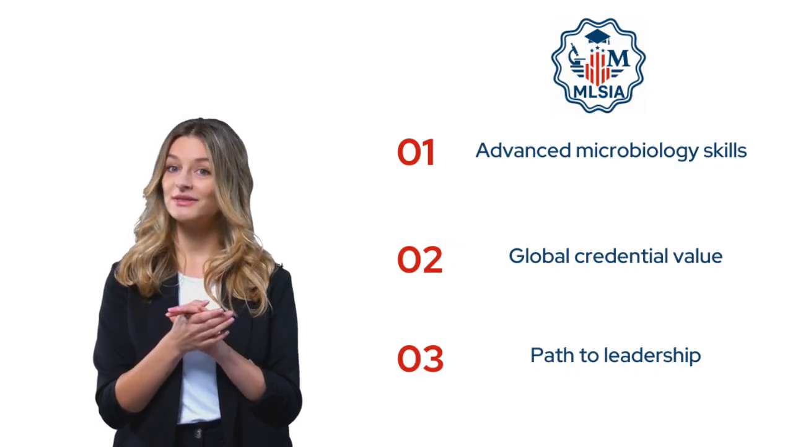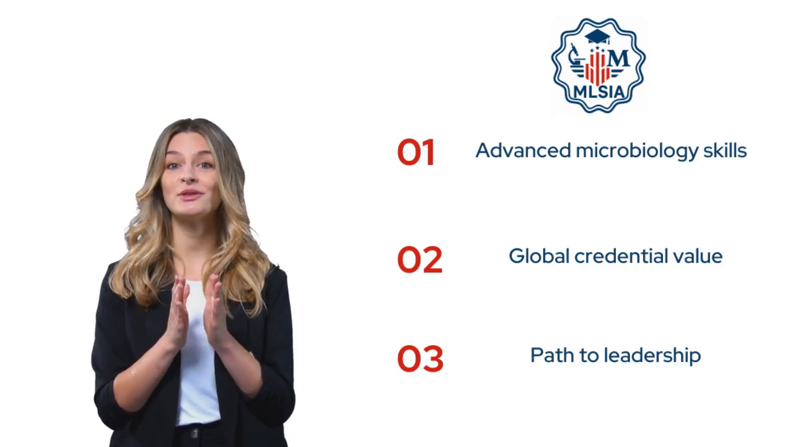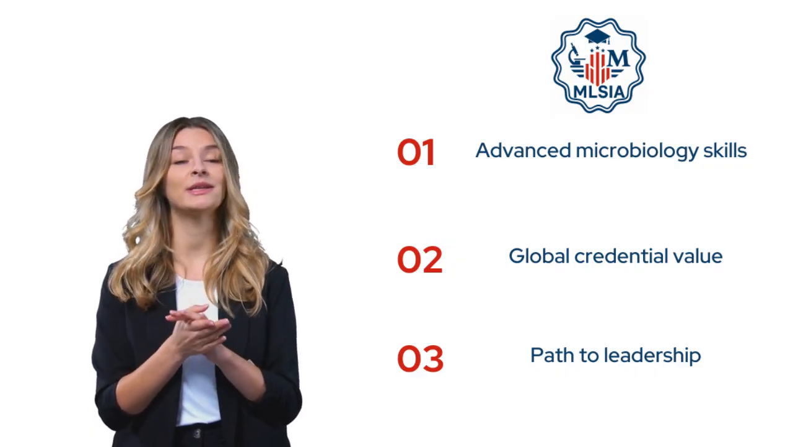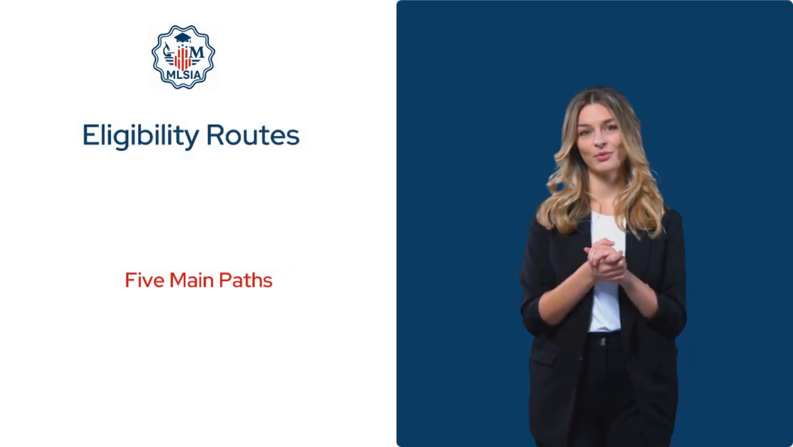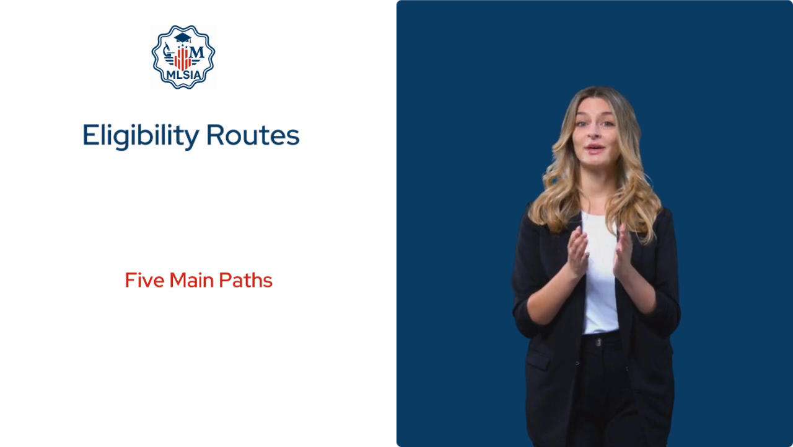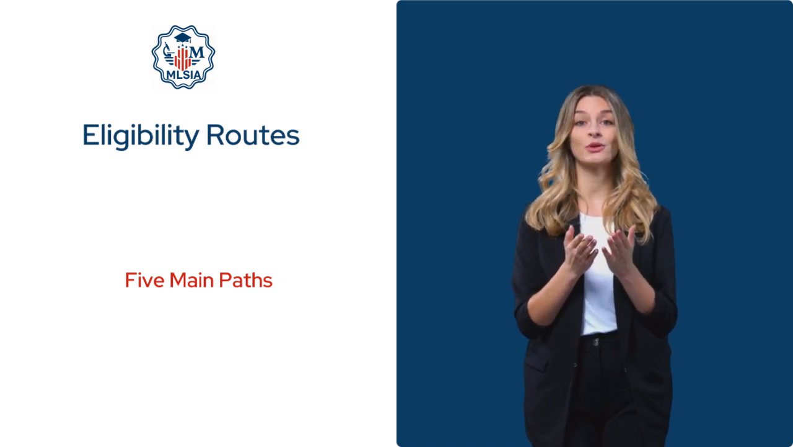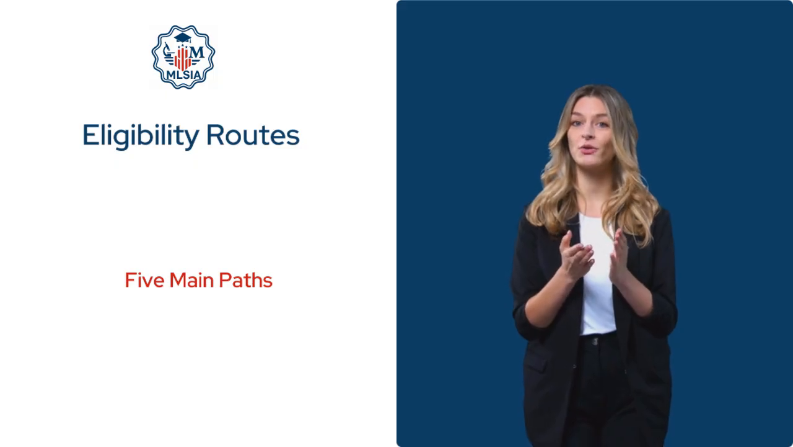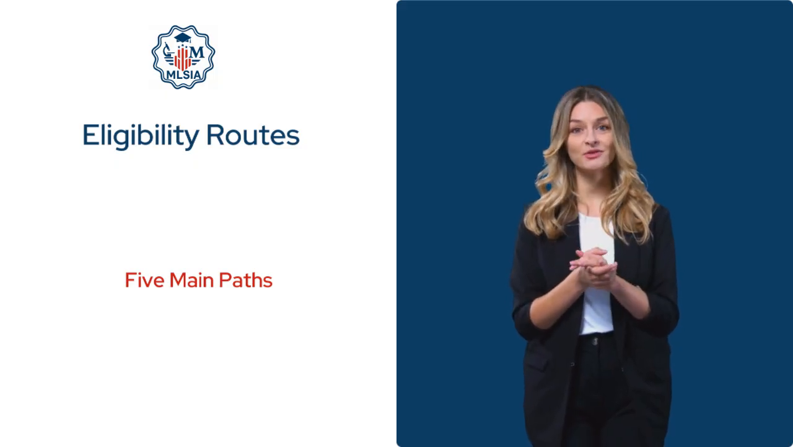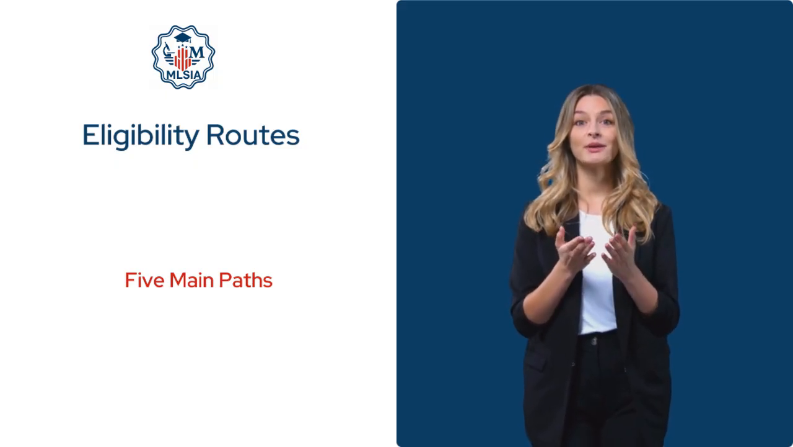Here's the key question: who can apply? The ASCP Board of Certification lists 5 main routes. Each fits a different background. You only need to meet one. Route 1, already certified as an MLS ASCP, and you hold a baccalaureate degree from a regionally or nationally accredited college or university. This is the most direct path for many current MLS professionals.